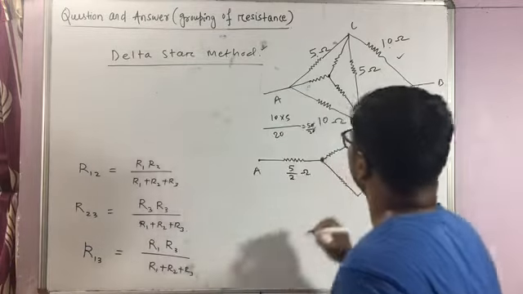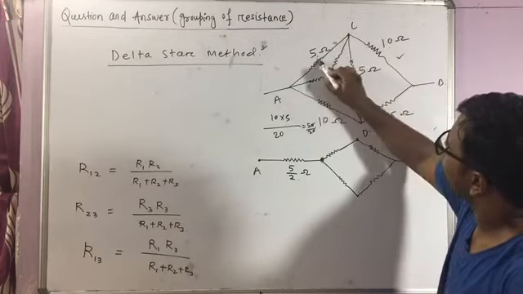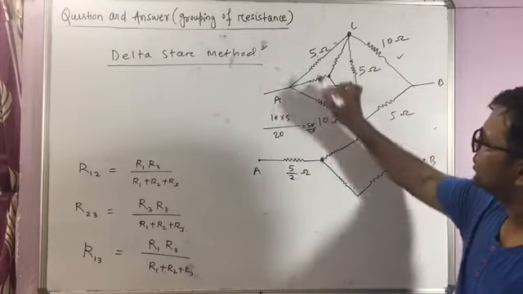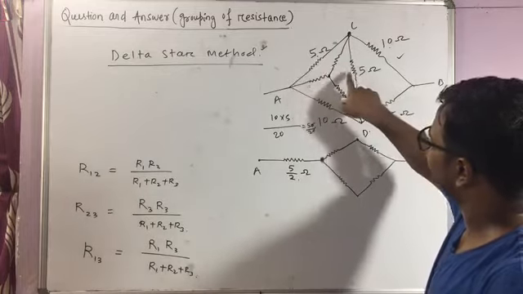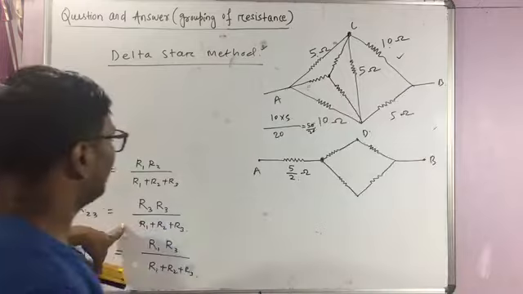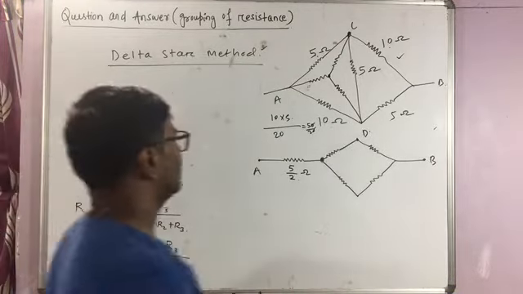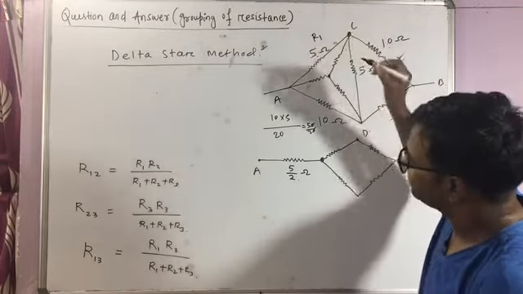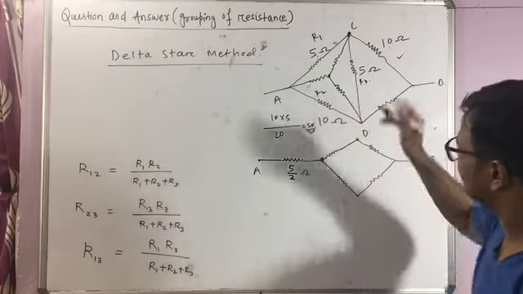Now comes to this resistance. You can take these two because they are joined at point C. So your value is given by this formula: 5 into 5 by 10 plus 5 plus 5. Or suppose you name them 1, 2, 3, in that way you can apply this formula. So ideally you take this to be R1, this to be R2, and this to be R3. So you can apply that formula.